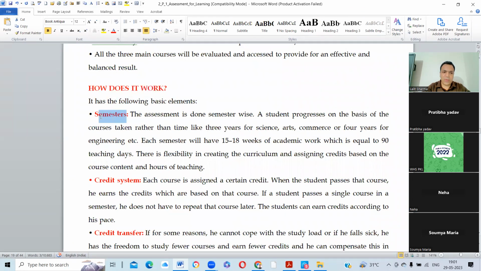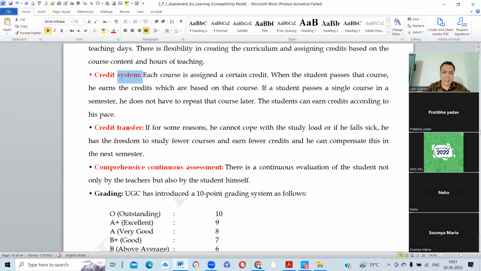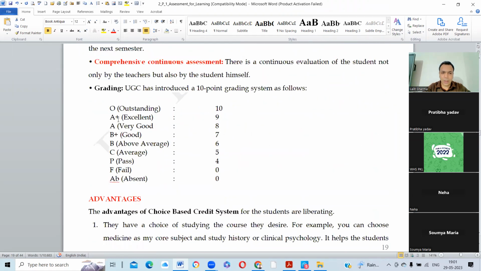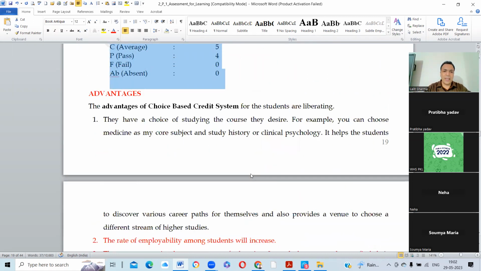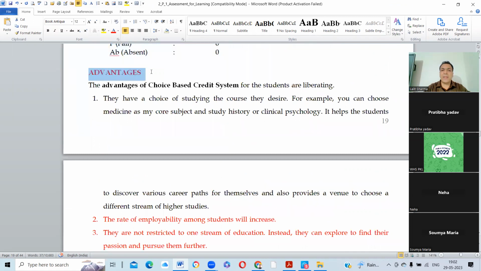It works in the form of semester, credit system, credit transfer. And these are grades, you know that. Nowadays in the DMCs and so on, instead of marks, grades are given. Okay, so this is a credit based system. So you have to talk about the credit based system. Then what are the advantages of a credit based system?